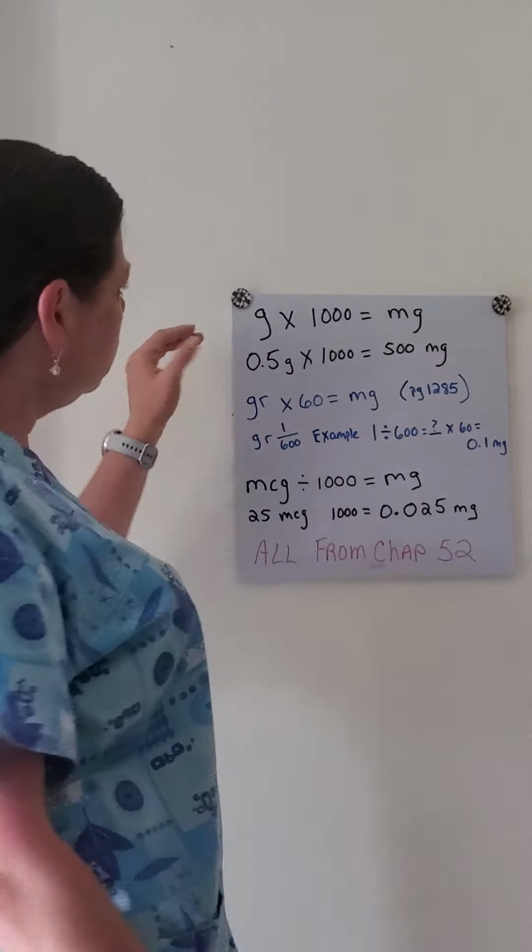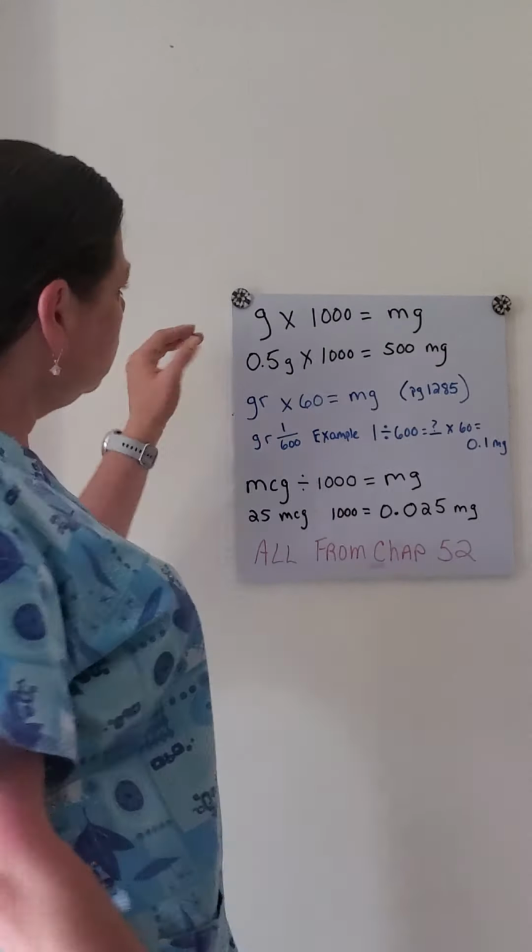If you need to change your grams to milligrams, you take the amount of grams that you have and multiply it by 1,000, and that will give you what it equals in milligrams. If you have grains, GR, it usually looks like this. This example comes right out of your packet. You take the amount of grains that you have and multiply it by 60, and that'll give you what it equals in milligrams as well.